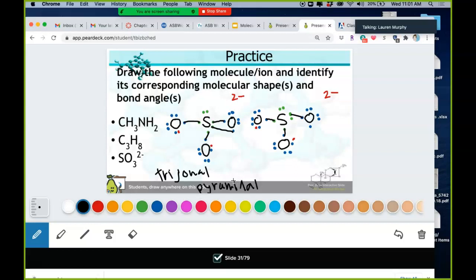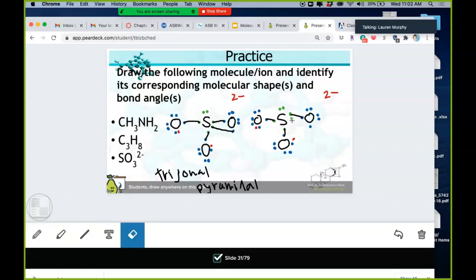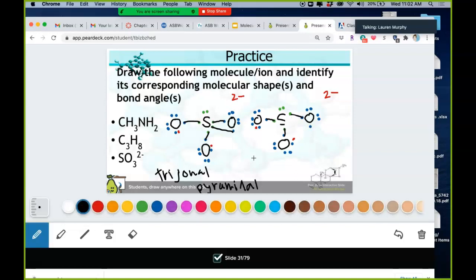Now, who says you have to make that a multiple bond? The other way to do this, what if I just give that electron to the oxygen? 2, 4, 6, 8. This has an expanded octet. This does not, okay? But either of these structures are acceptable.